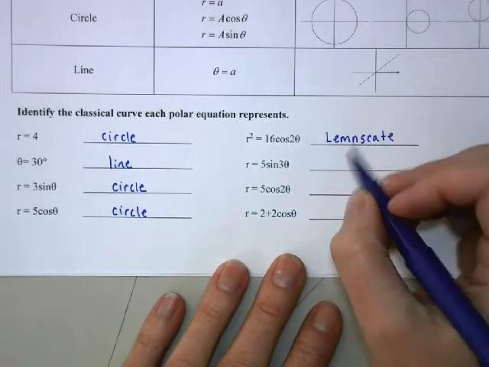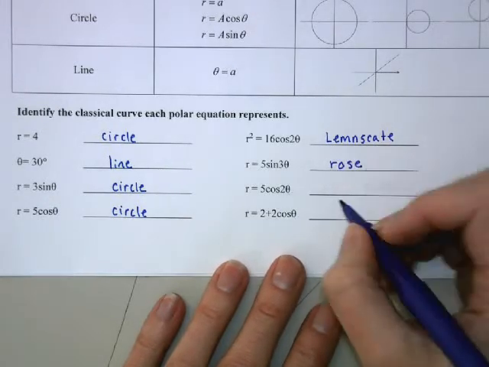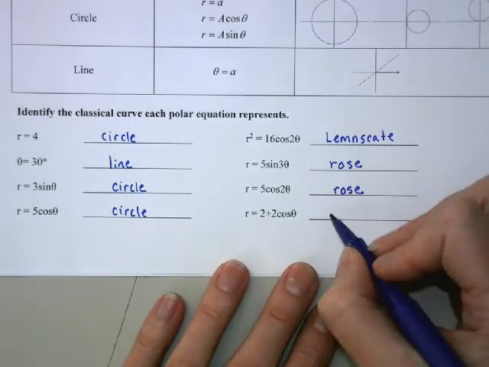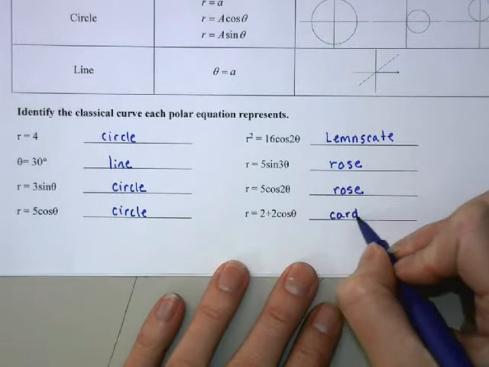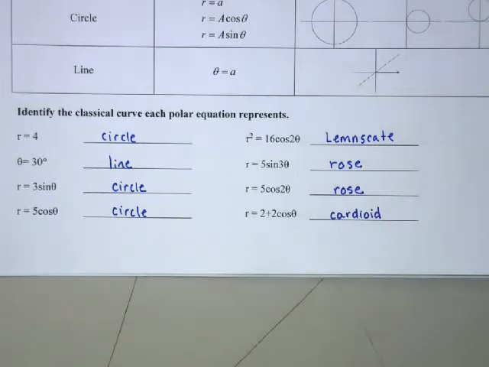Okay, this is a rose. This one is a rose. And last here we have a cardioid, because those two values are the same.